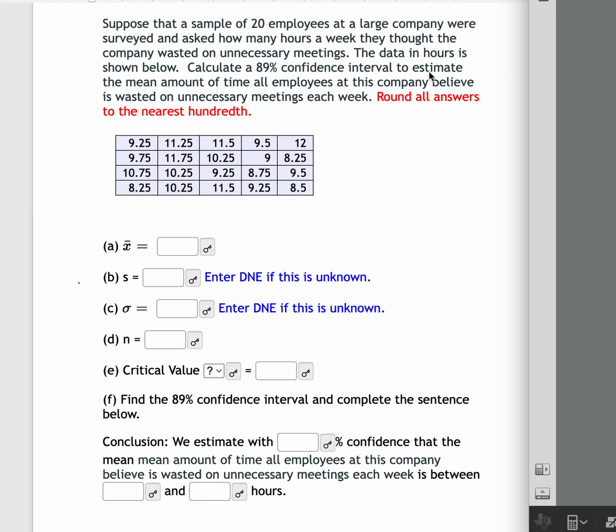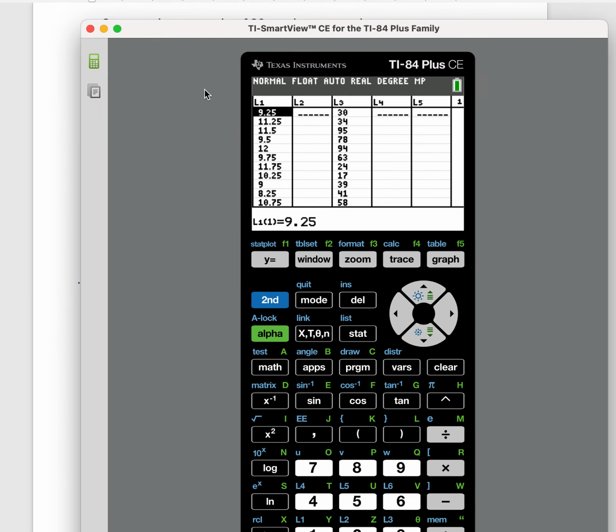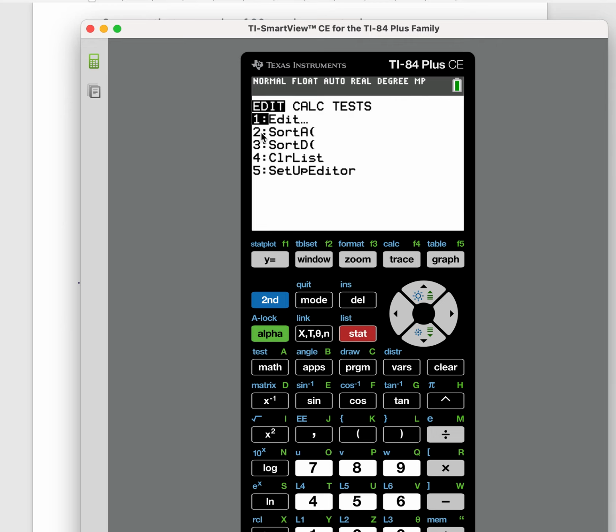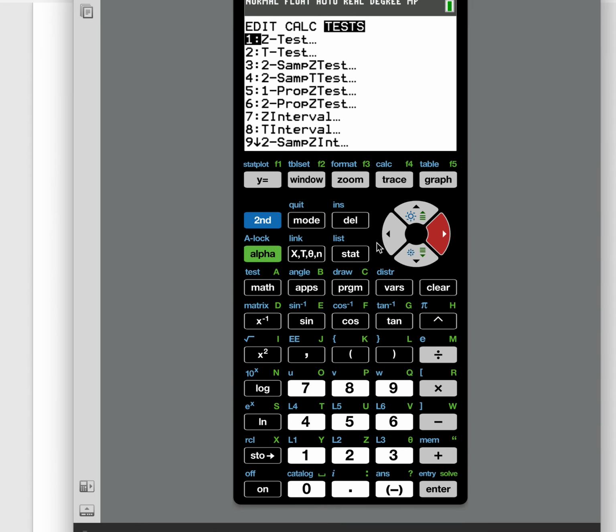Okay, now that you've entered the data in list one, we're going to tell the calculator to find a confidence interval at 89% confidence using the data instead of plugging in the values that were given to us within the problem. So my information is in list one. I'm going to hit the Stat button and go over to Tests. And I'm going to use not Z interval, I'm going to use T interval.